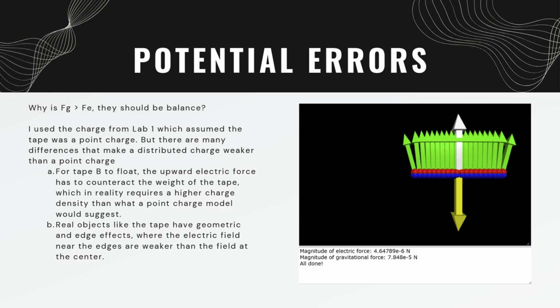The problem with my code is that the force due to gravity is larger than the force due to the electric field, but they should be balanced. This is because I used the charge from Lab 1, which assumed that the tape was a point charge, but there are many differences that make a distributed charge weaker than a point charge. For example, a distributed charge requires a higher charge density to counteract the force of gravity. Also, the edges of real objects have weaker electric fields than near the center.